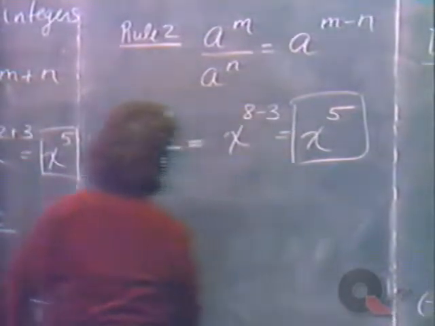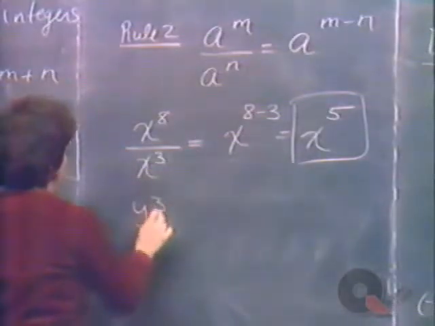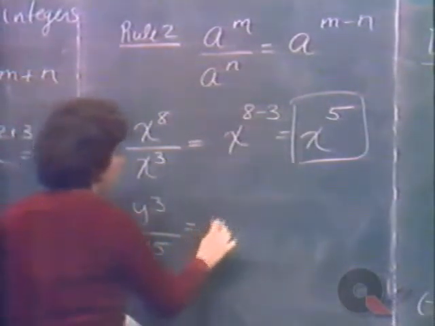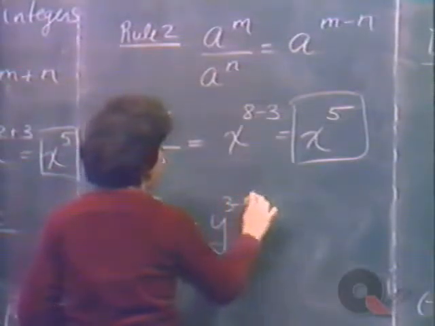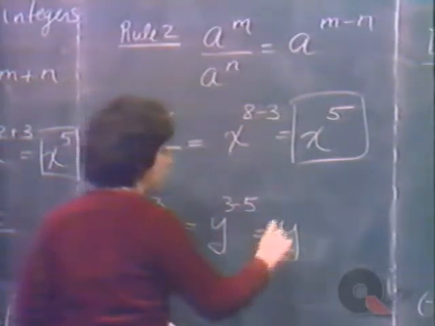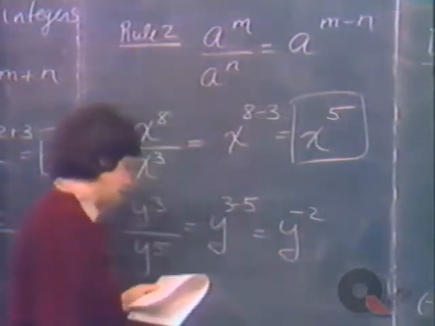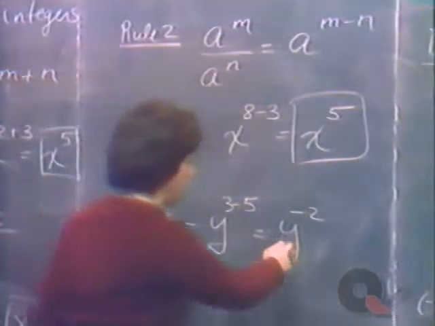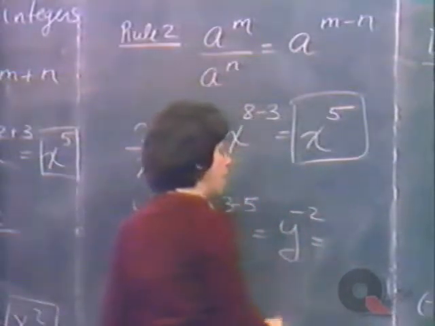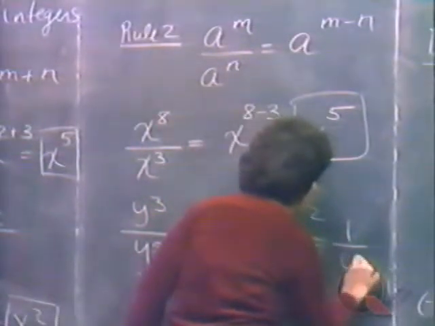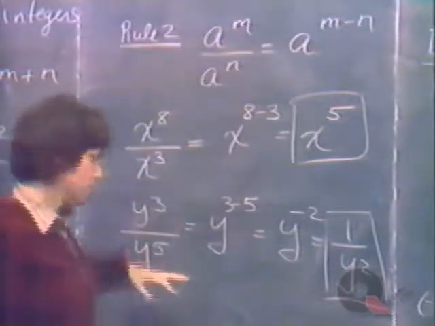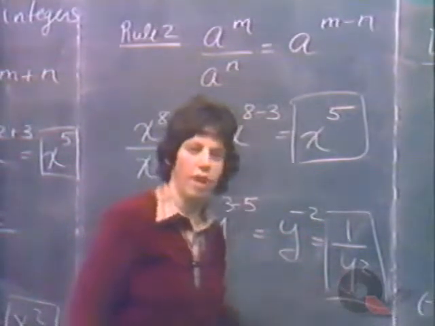Okay, y cubed over y to the 5th is y to the 3 minus 5, or y to the minus 2 power. And in keeping with our idea of giving our answers only with positive exponents, we'll write this as 1 over y squared. There is nothing wrong with y to the minus 2. But for work that's going to follow later, it would be more convenient to write it in this form.